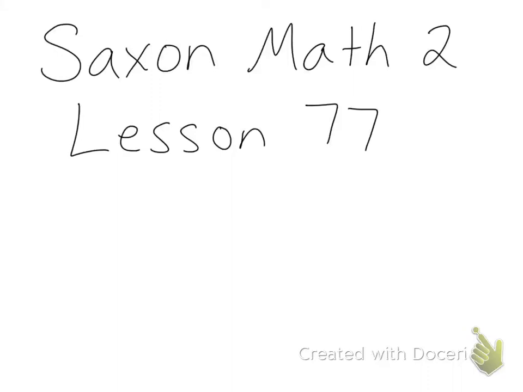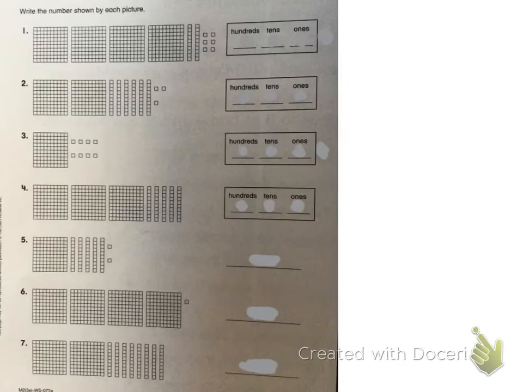Hello everyone, today's lesson is lesson 77, writing a 3-digit number for a model or a picture, ordering 3-digit numbers, and identifying the median of a set of numbers. So here I've got all of these pictures that show me different amounts. And we're just going to find really quick how much each of these is.